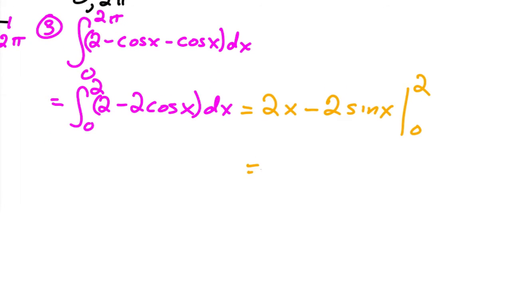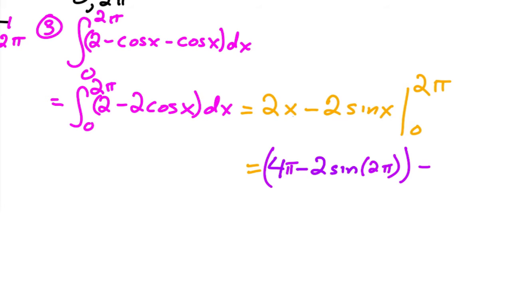and this is equal to, now we plug that in, we get 4 minus 2 sine, oh, whoopsie, sorry, this is 2 pi. Oh, glad I caught that one. So this is going to be 4 pi minus 2 sine of 2 pi, which is actually 0, and then minus, if I plug in 0 there, I would just get 0. So this is just equal to 4 pi.